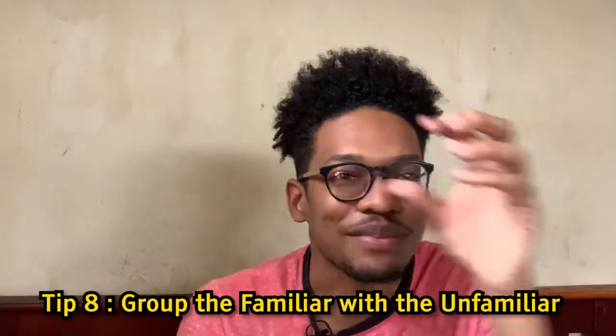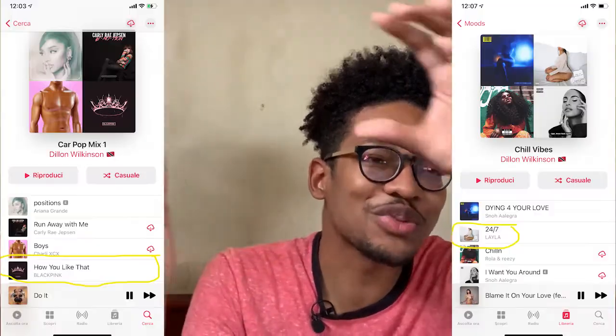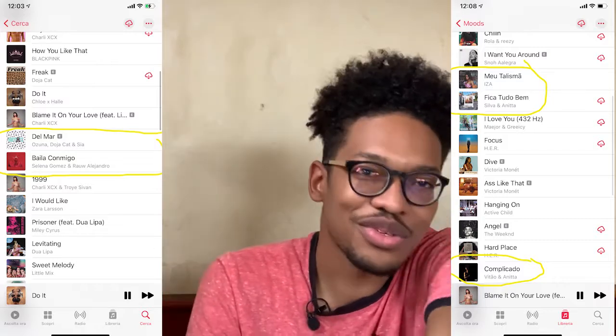Tip 8 is to group the familiar with the unfamiliar. What I mean here is that you can take a song that you don't know within a foreign language and put it with the others that you do know and you genuinely like listening to on a regular basis. So for example, I didn't know how to speak Portuguese at all, like Nengfala.